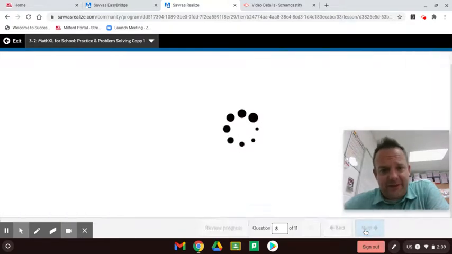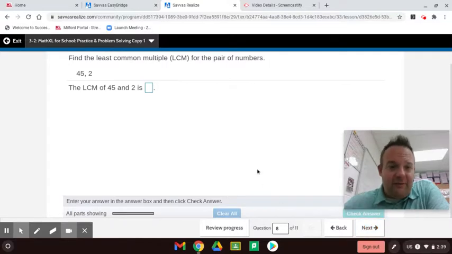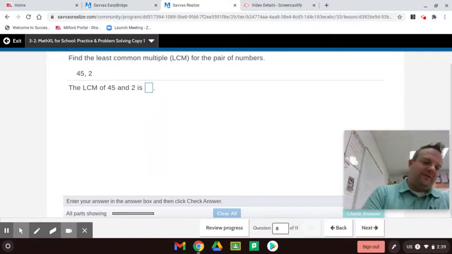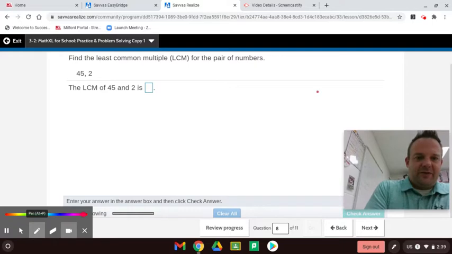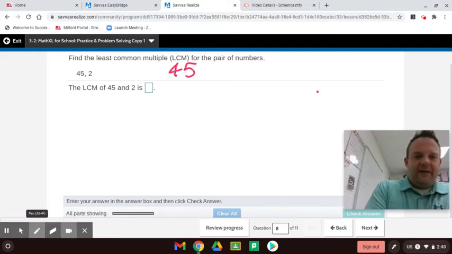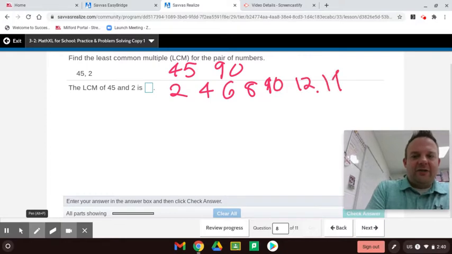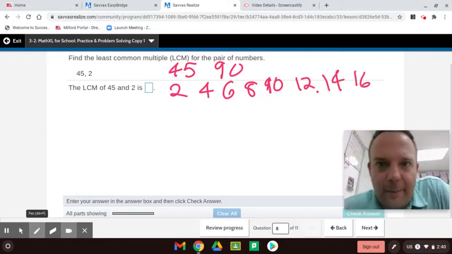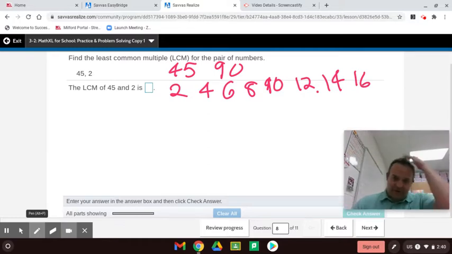I hope there's another one to teach you like that. Now we're finding the least common multiple. So up until now, you probably found the least common multiple by doing this. 45, 90. 45 times 1 is 45. 45 times 2 is 90. 45 times 3 is whatever that is. And then 2, 4, 6, 8, 10, 12, 14, 16. Oh my goodness. I've seen students take forever doing this. Just forever.